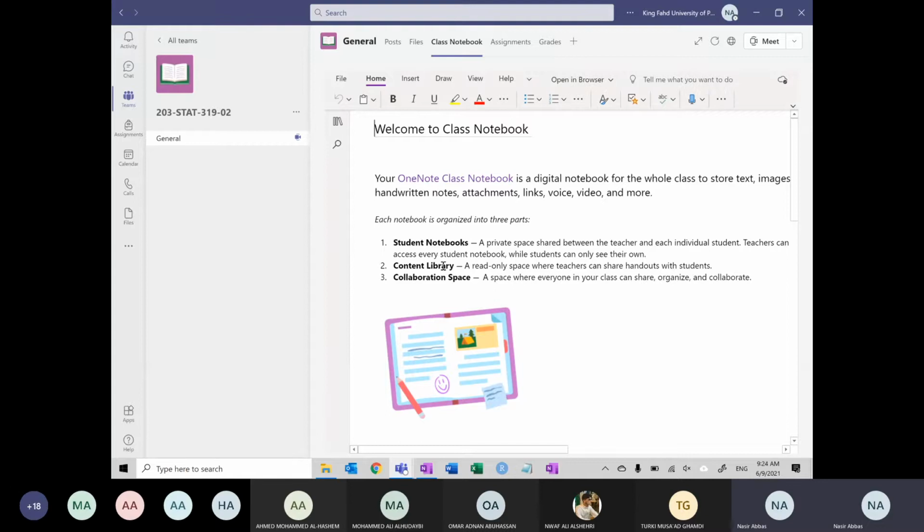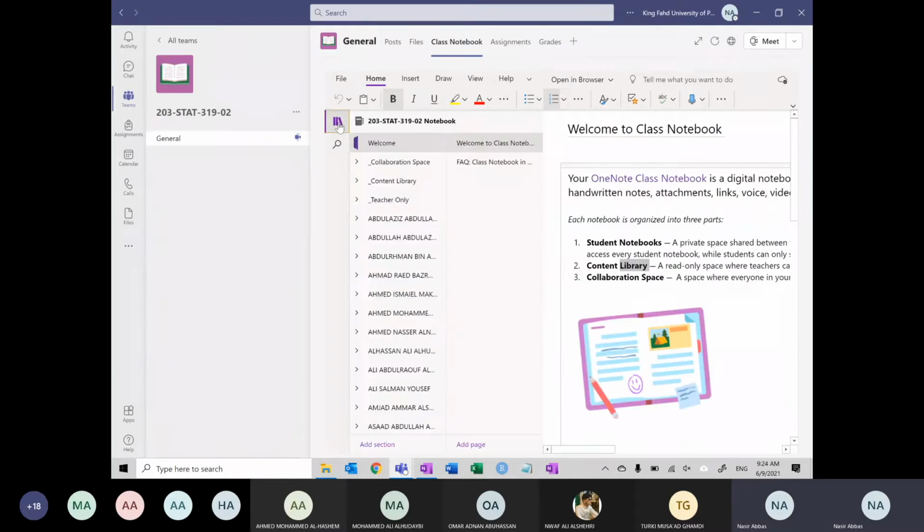And specifically, I'm using this content library section to store all the contents. So if you click these 3 books on the top left corner of your class notebook, you'll be able to see some of the folders here. For me, I can see all the students. For you, you will be able to see only your name.